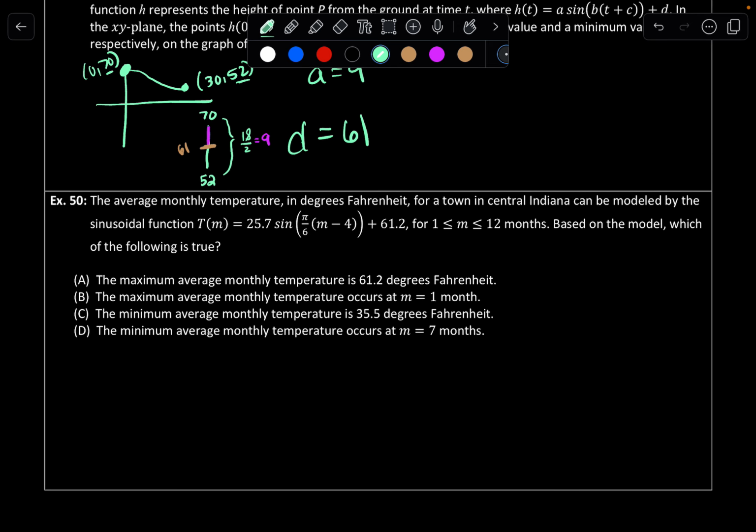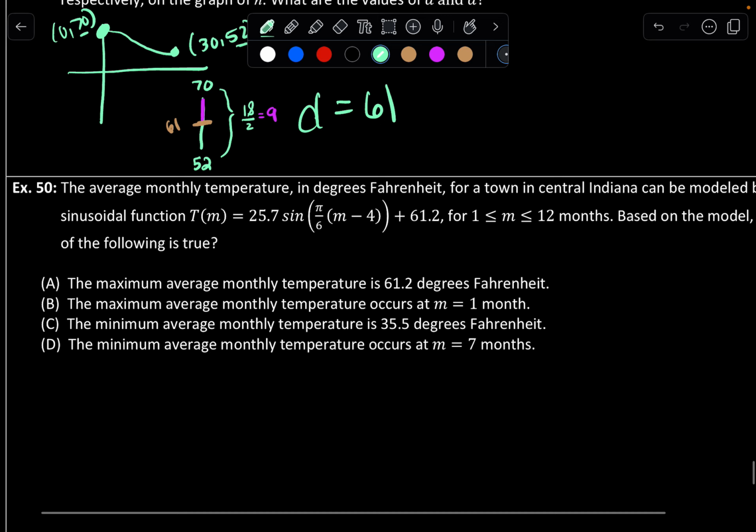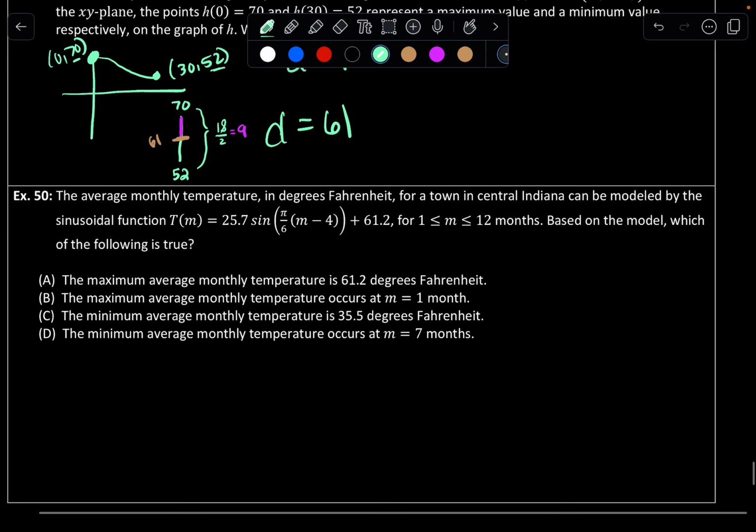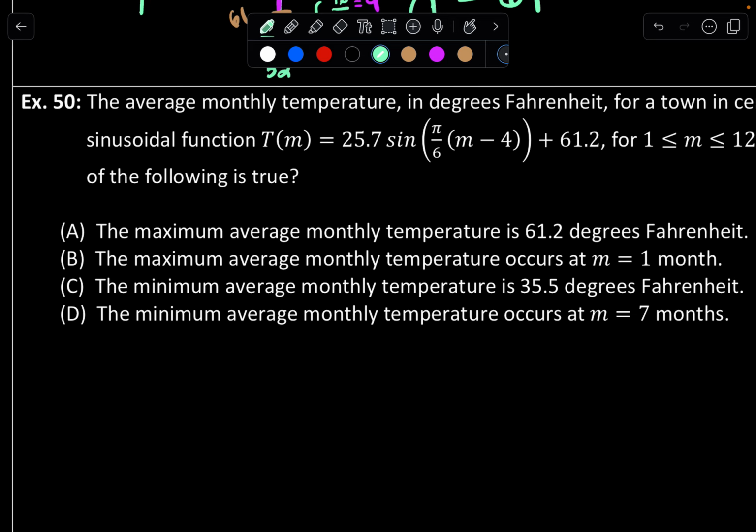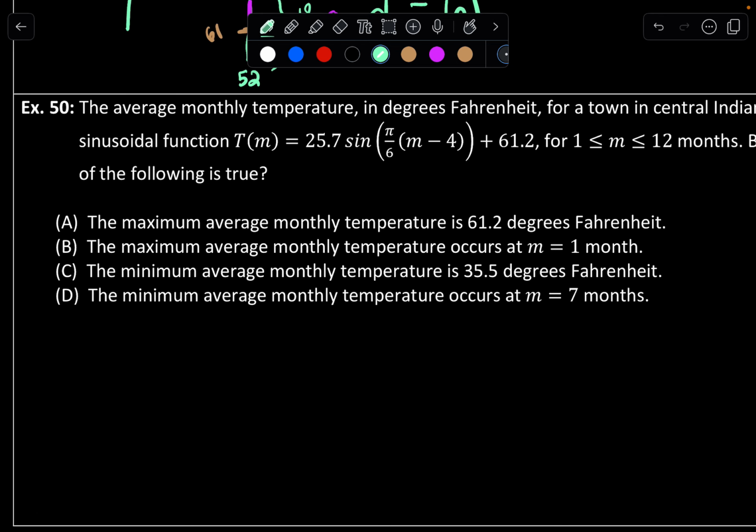Example 50: the average monthly temperature in degrees Fahrenheit for a town in central Indiana can be modeled by the function. And this is for 12 months. Based on the model, which of the following statements is true? Okay, so a couple things we need to recognize: A is equal to 25.7, B is equal to pi over 6, C is equal to 4, and D is equal to 61.2.